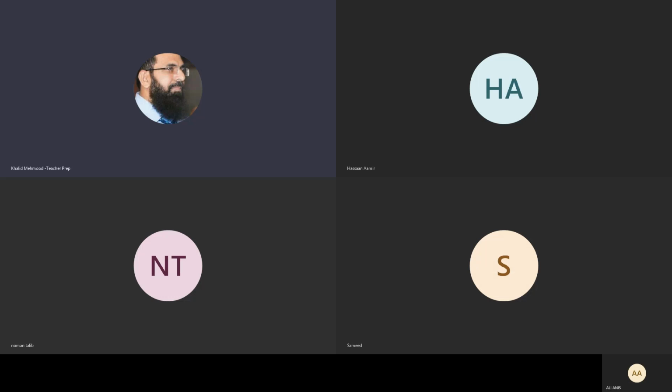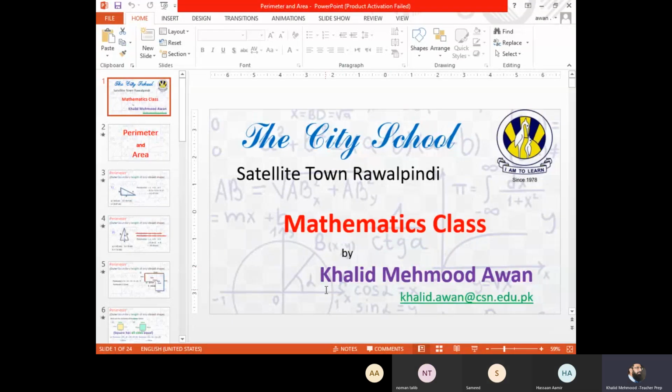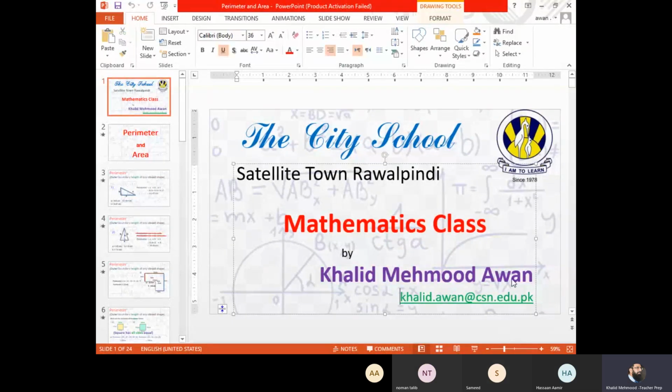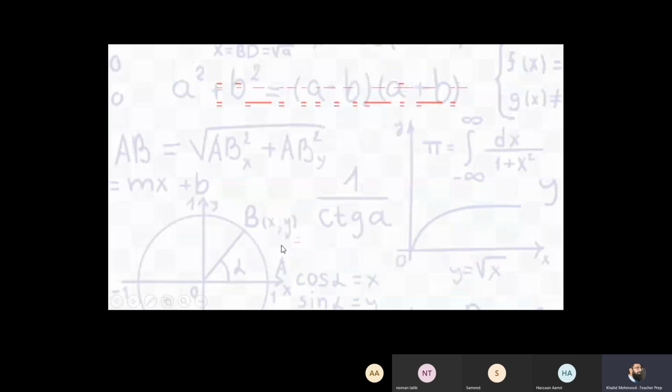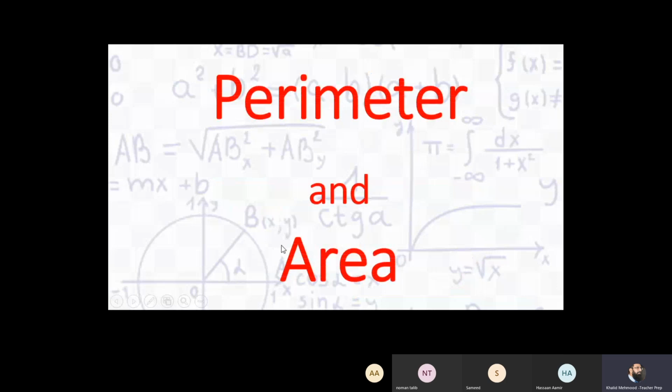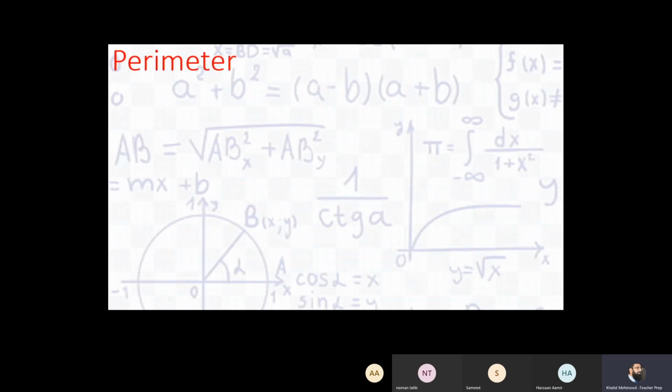Today's topic is about perimeter and area of closed shapes. So we'll be looking at finding the perimeter and area of closed shapes. So let's check it out. First of all, we'll be looking at the perimeter.